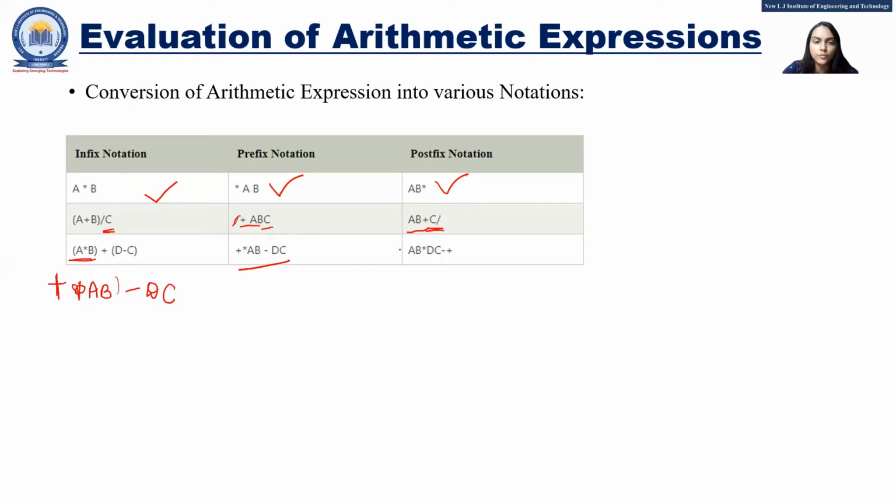What is the postfix? A star B is AB star, D minus C is DC minus, and the plus between these two is at the end. This is the postfix notation. So how this infix is converted into postfix, that we will see first, and then we will see how infix is converted into prefix.